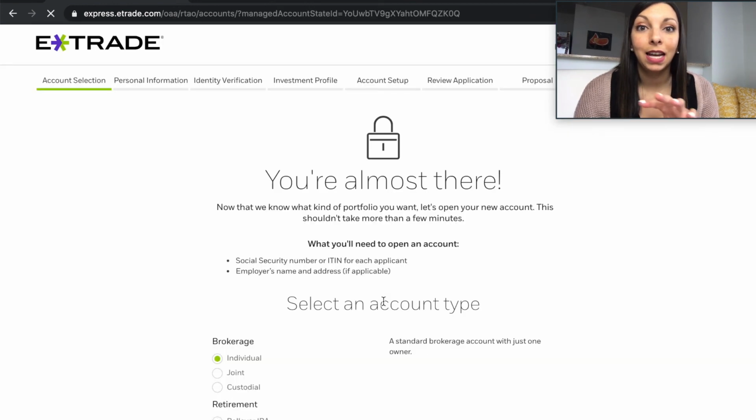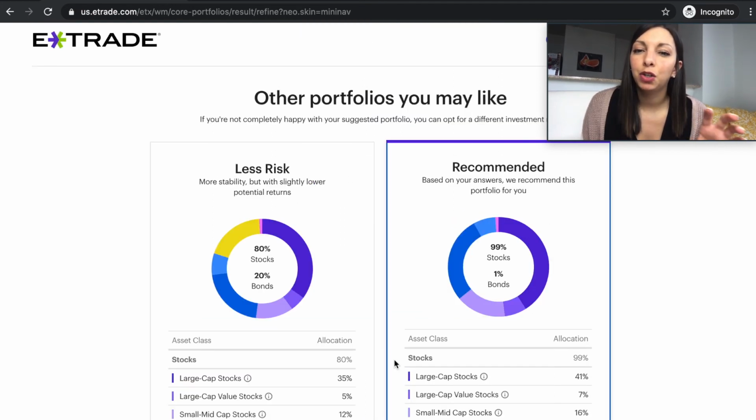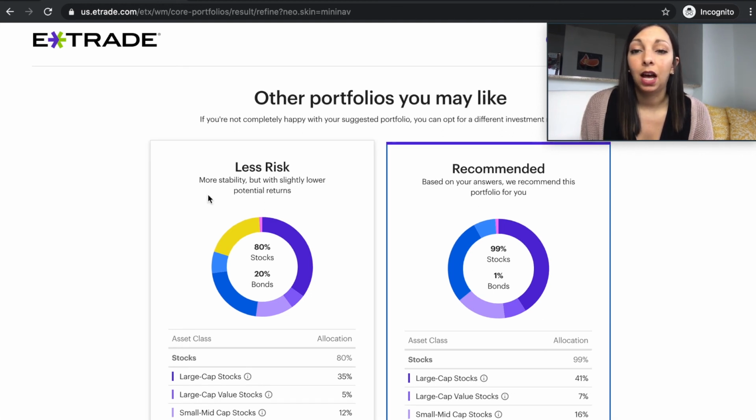So if you got to that and it said 99% stocks and you were like, I don't really know, then you would go back and reassess it. Or for me, if the answers came out and it was like 50% bonds, 50% stocks, then I might say, maybe I answered it a little bit too conservative for my actual feelings. And then you can go back through and on the screen, if you scroll down, see other options. If you get there and you're like, I'm not sure that I want to be that aggressive, then it gives us less aggressive options. Less risk, more stability, but with slightly lower potential returns.